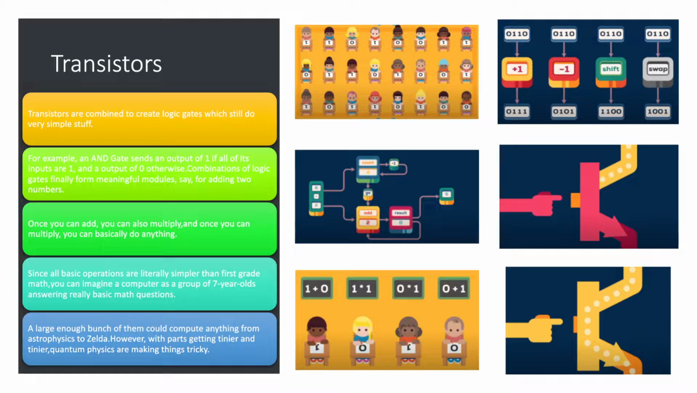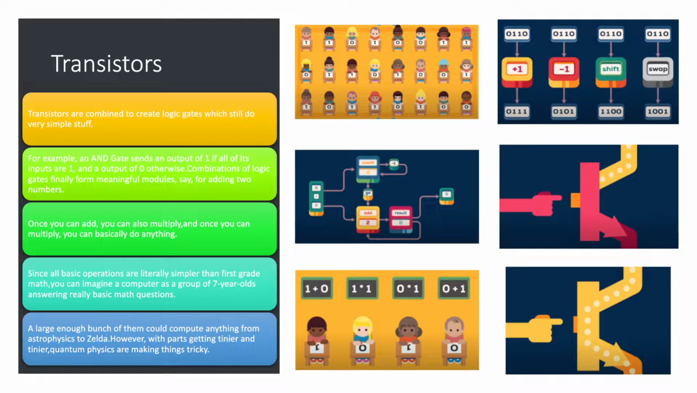Logic gates are made up of transistors that perform extremely basic tasks. An AND gate, for example, sends a 1 output if all of its inputs are 1 and 0 output otherwise. Finally, logic gates are combined to construct useful modules, such as adding two integers. We can multiply once we can add, and once we can multiply, we can do anything.